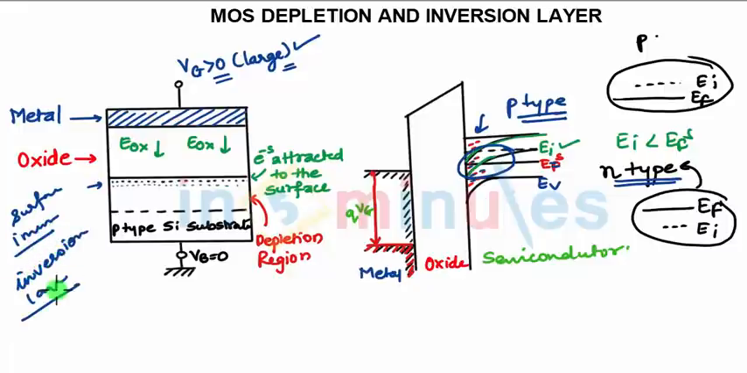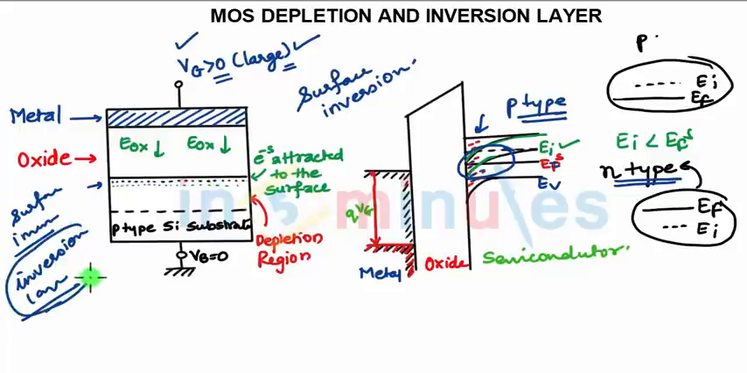Again, the N-type region created near the surface by which type? By the positive gate bias, it is called the inversion layer, and the condition is called surface inversion. Is this point clear? Why? Because of the concentration of electrons at the edge, we are getting an inversion layer, and this condition is called surface inversion.